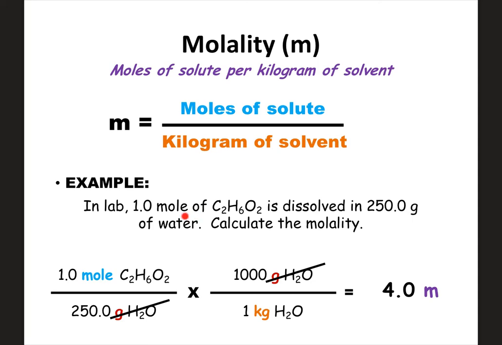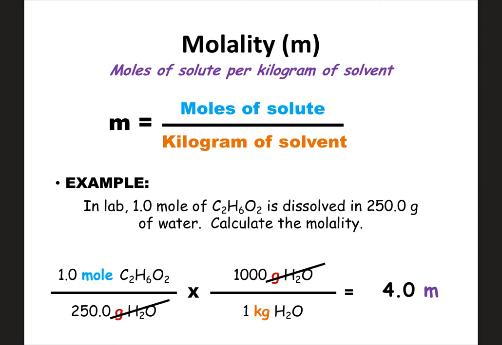Well, they told you you were dealing with water, so you pretty much know that the water is going to be the solvent in these problems, all right? So we'll put the 1.0 moles on top, and we'll put that over the 250 grams of water on the bottom. The water is the solvent, and the C2H6O2 is your solute.